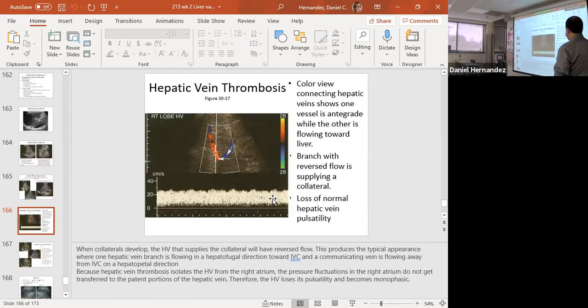So again, we're also going to detect changes or abnormal flow patterns within the hepatic veins. This, again, is going to raise red flags for you that there could be potential issues for hepatic vein thrombosis. The color view connecting hepatic veins shows one vessel is antegrade while the other is flowing towards the liver. So the branch with reverse flow is supplying a collateral. And we have a loss of normal hepatic vein pulsatility. So you can see this is very monophasic forward flow, whereas with our normal hepatic vein flow, we have that triphasic waveform below the baseline that has the respiratory variation and pulsatility.